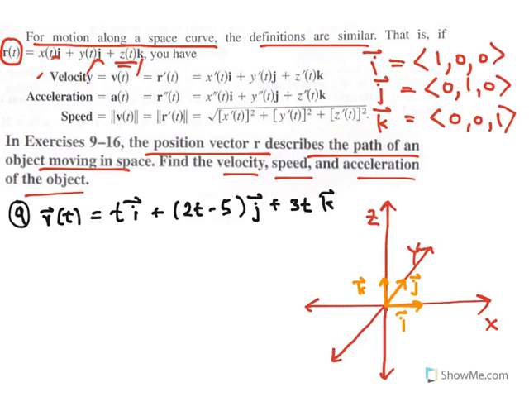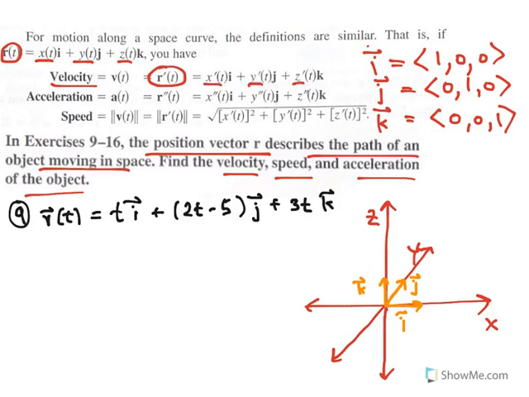But aside from that, everything else is the same as what you just saw with plane vectors. For motion along a space curve, the definitions are similar. If you have the position vector r of t, and you have these 3 component functions, which are real valued functions, the velocity vector is the derivative of the position vector. You would take the derivative of each component.